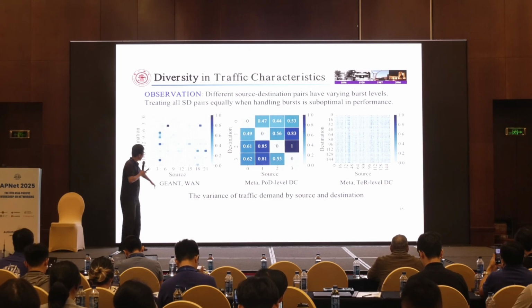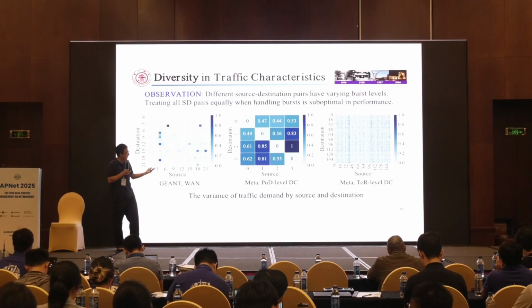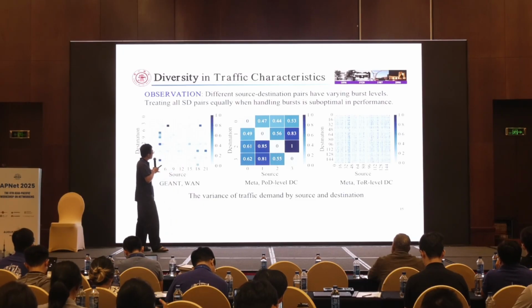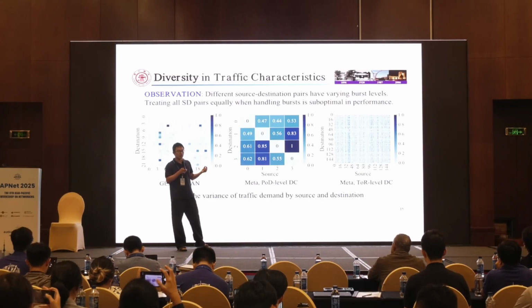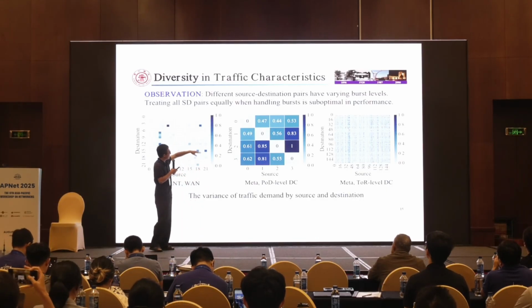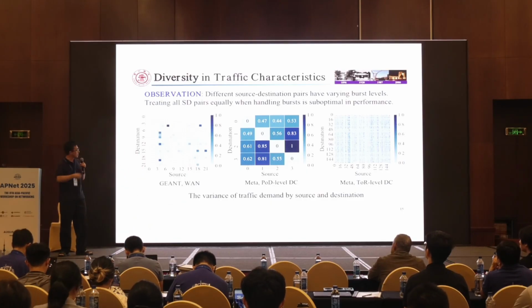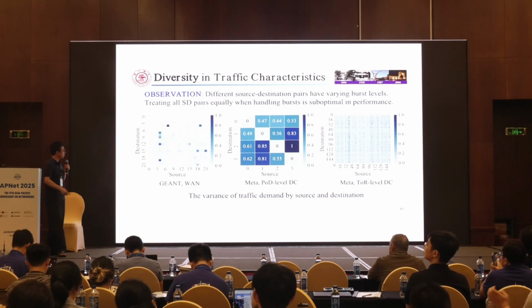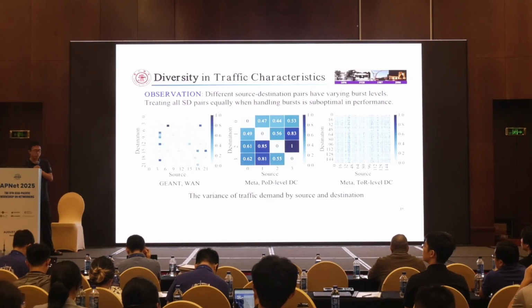Here we just use several traces. The first one is from a wide area network. The second and the third are from Facebook's data center traces. These numbers are the normalized variance of the traffic. We can see that they have different numbers. So if we just treat different source destination pairs equally to guard against the traffic burst, it would definitely hurt the performance.